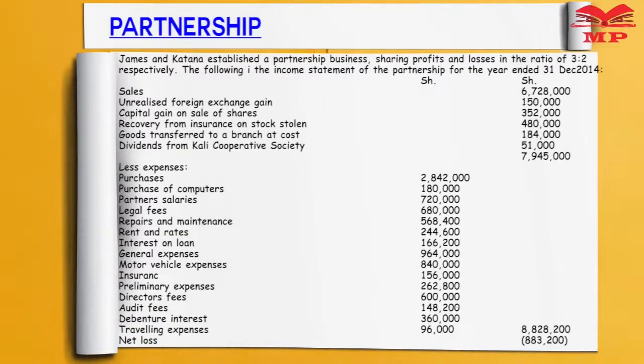James and Katana established a partnership business, sharing profits and losses in the ratio of 3 to 2 respectively. The following is the income statement of the partnership for the year ending 31st December 2014. We have the sales, consisting of unrealized foreign exchange gain, capital gain on sale of shares, recovery from insurance on stock stolen, goods transferred to a branch at cost, dividend from Cali Cooperative Society, and total incomes.